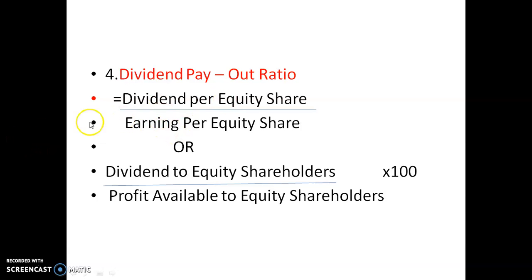Or second formula is dividend to equity shareholders divided by profit available to equity shareholders into 100. Higher ratio signifies that the company has utilized a larger portion of its earning for payment of dividend to equity shareholders. It shows that lesser amount of earning has been retained.